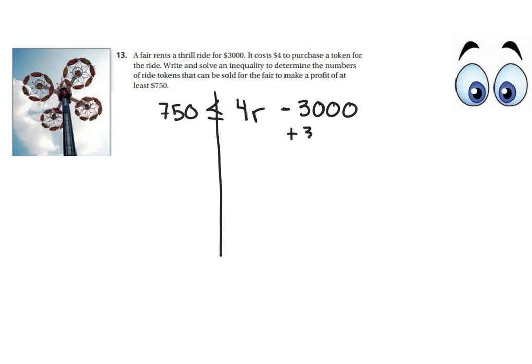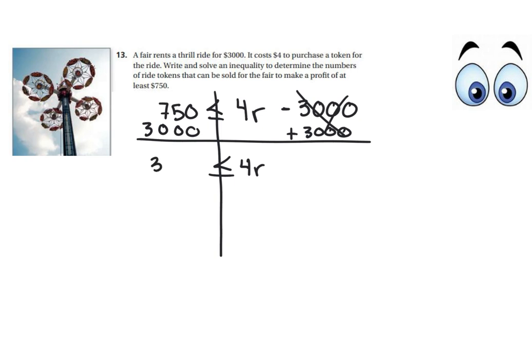We're going to add 3,000 to both sides. Opposites cancel. We have 3,750. Now we'll divide both sides by 4. 4's cancel. We did not multiply or divide by a negative, so we're just going to have to do long division.